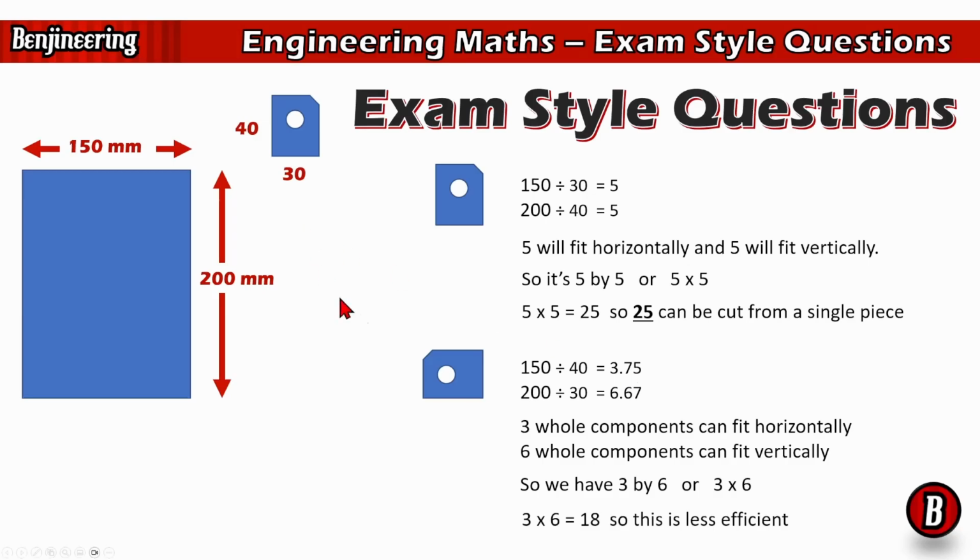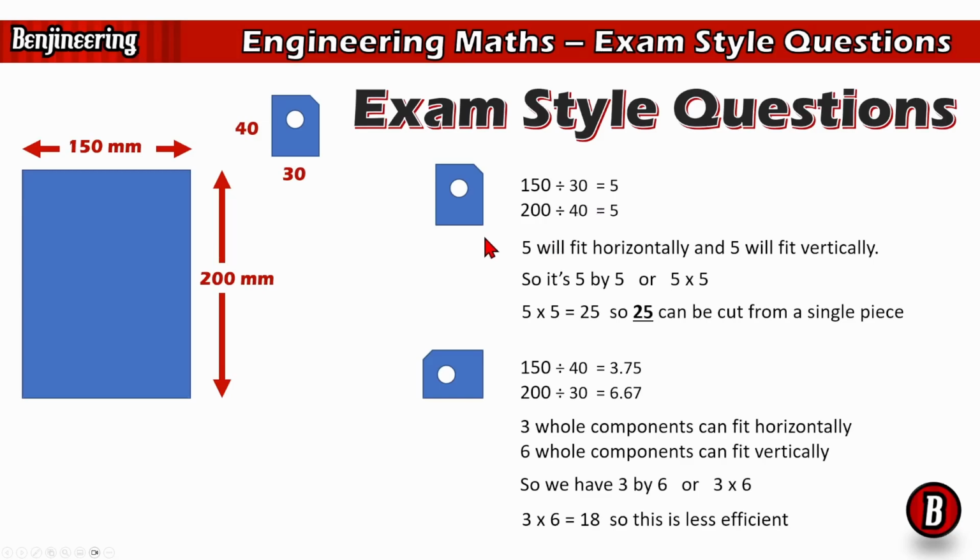So that tells us that laying it out this way is much less efficient because there's wastage, whereas this one fits absolutely perfectly. I can get 5 by 5 with no decimals at the end here that represent waste. Okay, so that's how you would calculate. If a question asked you how many of those can fit into that, this is how we would do it.